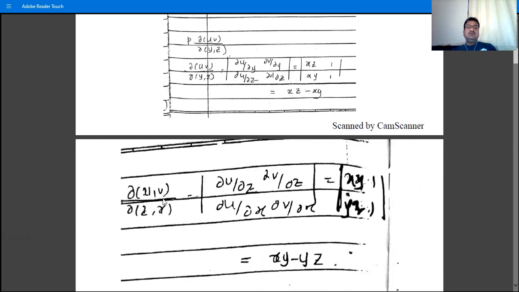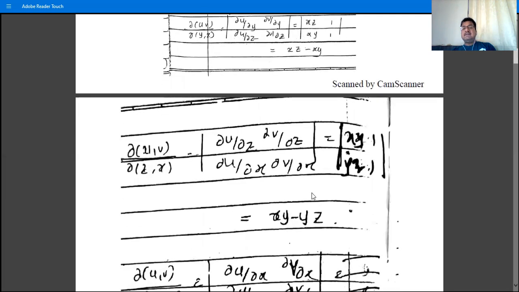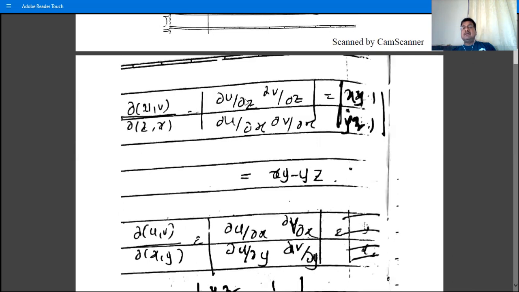Then what is the Jacobian ∂(u,v)/∂(z,x)? Either write this as a determinant, or write ∂u/∂z, ∂u/∂x in the first row and ∂v/∂z, ∂v/∂x as the second row. We have the answer xy minus yz, because ∂u/∂z is xy, ∂v/∂z is 1, ∂u/∂x is yz, and ∂v/∂x is 1. So we have xy minus yz.